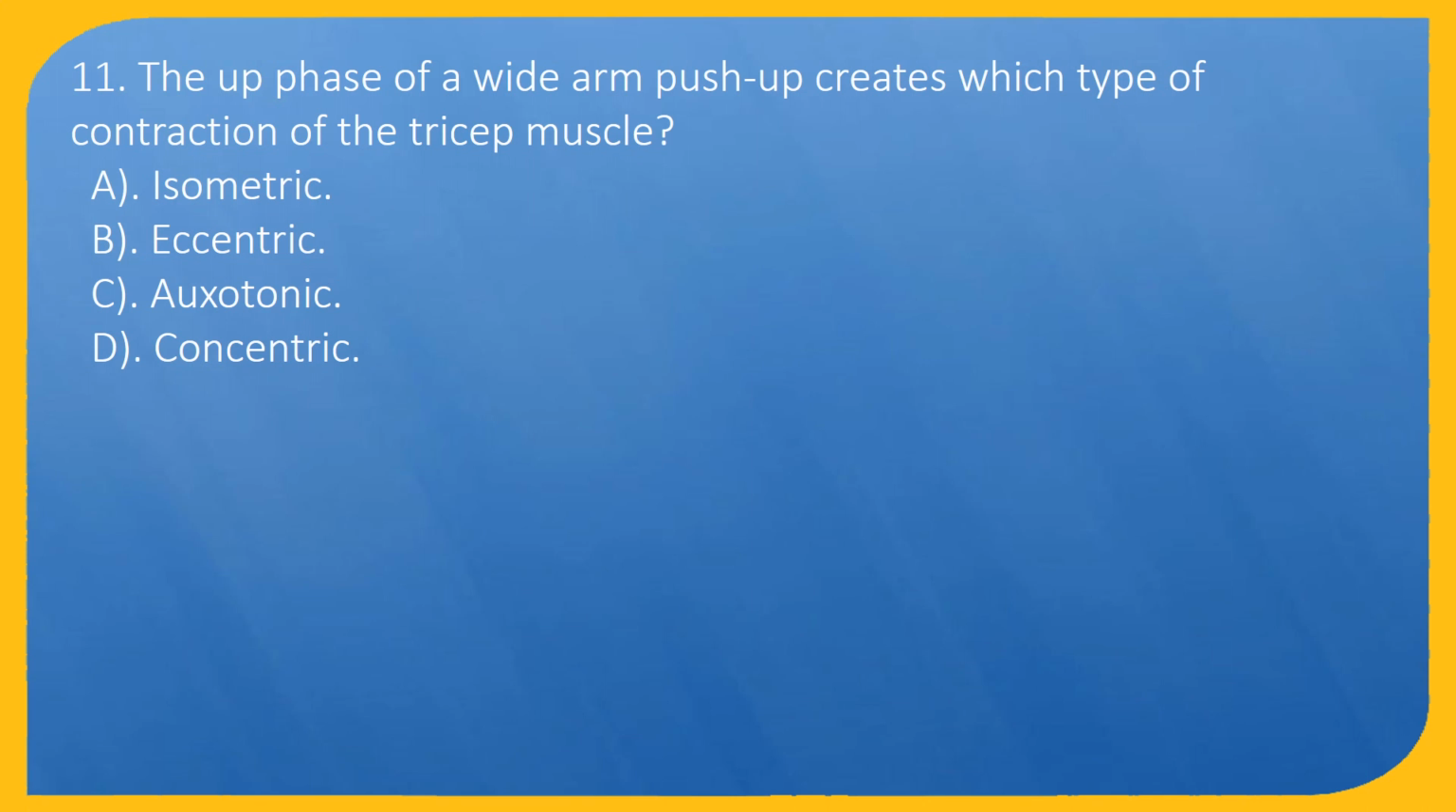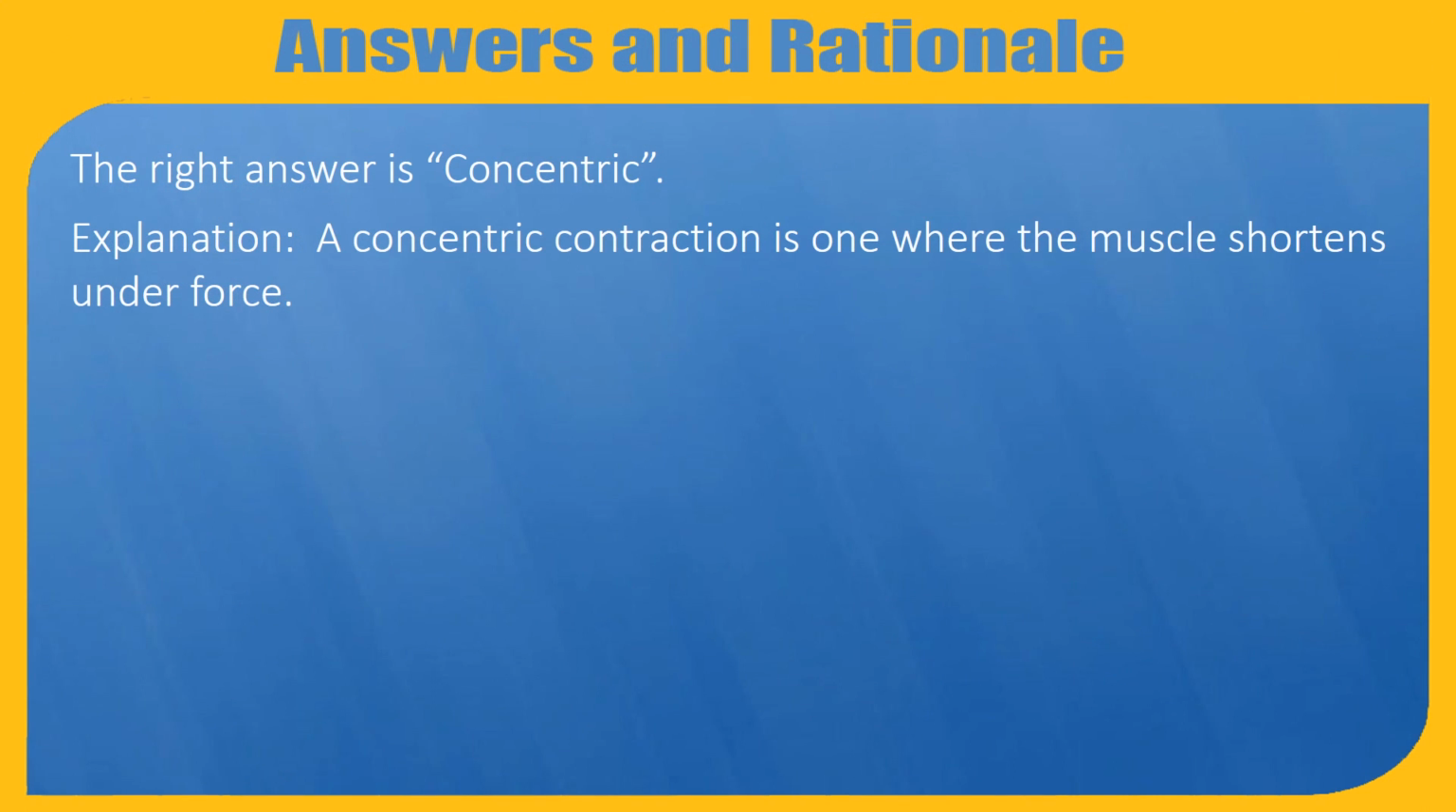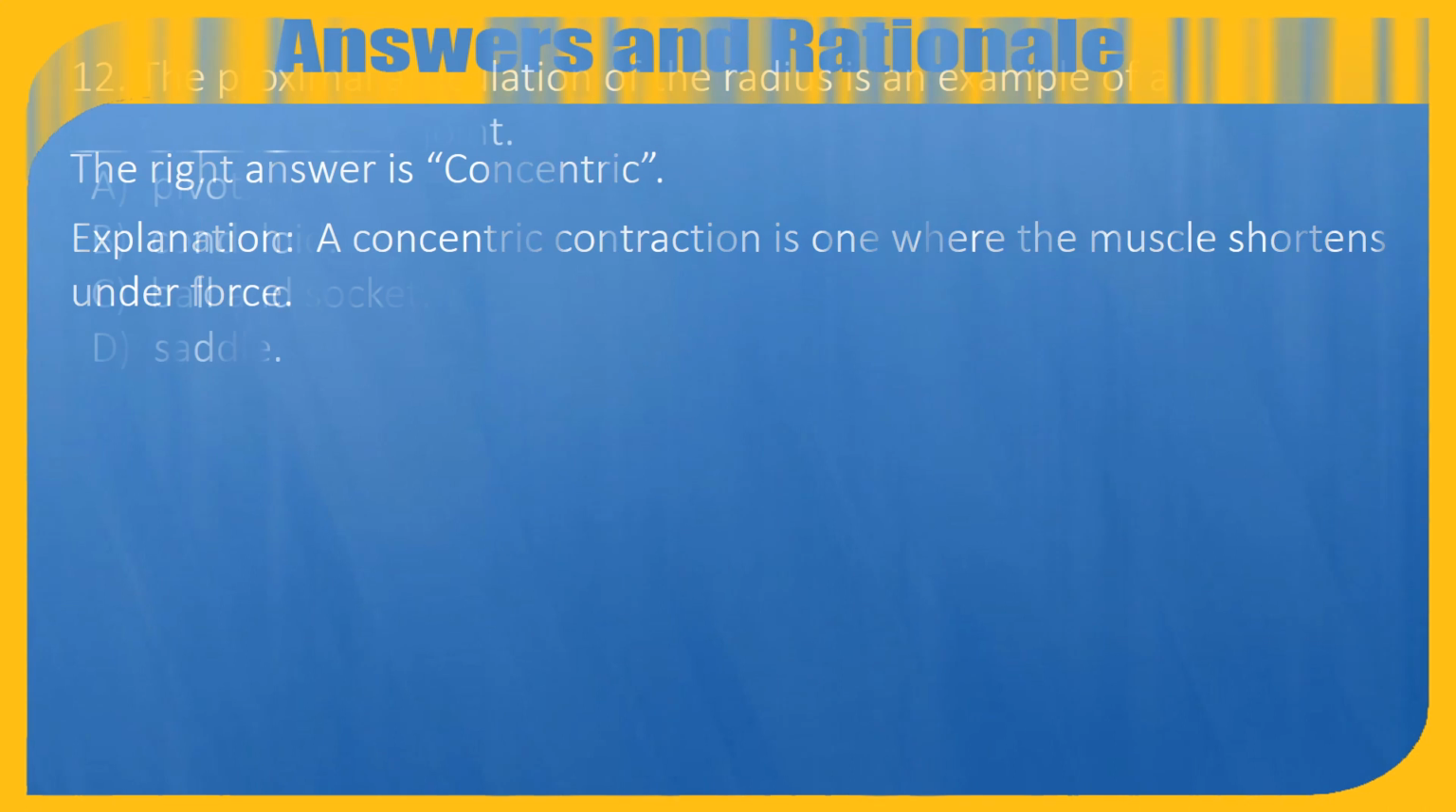Question 11. The up phase of a wide arm push-up creates which type of contraction of the tricep muscle? A. Isometric. B. Eccentric. C. Auxotonic. D. Concentric. The right answer is concentric. Explanation: a concentric contraction is one where the muscle shortens under force.